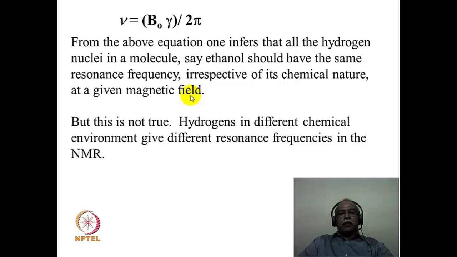Now, from the above equation, one infers that all hydrogen nuclei must come at the same frequency. For example, if we consider all the hydrogen nuclei in a molecule, gamma is essentially the same for all of them, and the B0, which is the applied magnetic field, is also the same. So, all the hydrogens in a molecule should essentially confine to a single frequency which is governed by this equation. But we know that this is not true, because different hydrogens in a molecule come at different frequencies. Hydrogens in different chemical environments give different resonance frequencies in the NMR.